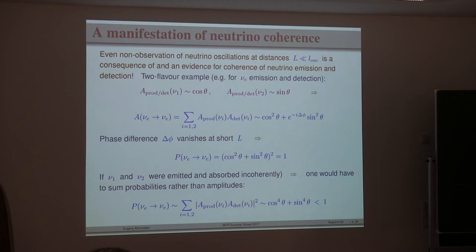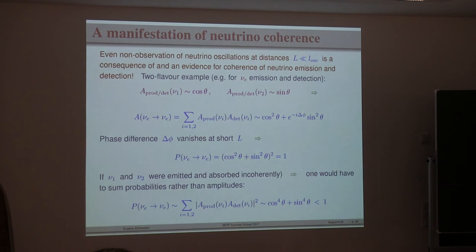Now, what happens if coherence is destroyed, is violated, either at production or at detection or on the way? Then, instead of adding the amplitudes of propagation of different mass eigenstates, we have to add the probabilities. And if we add the probabilities, we get cosine to the 4 of theta plus sine to the 4 of theta, which is less than 1. So instead of taking this sum and taking the square modulus of this sum, in the incoherent situation we take the sum of the square modulus of each of these terms, not of the sum. We add the probabilities. So it's cosine to the fourth power of theta plus sine to the fourth power of theta, which is always less than 1.